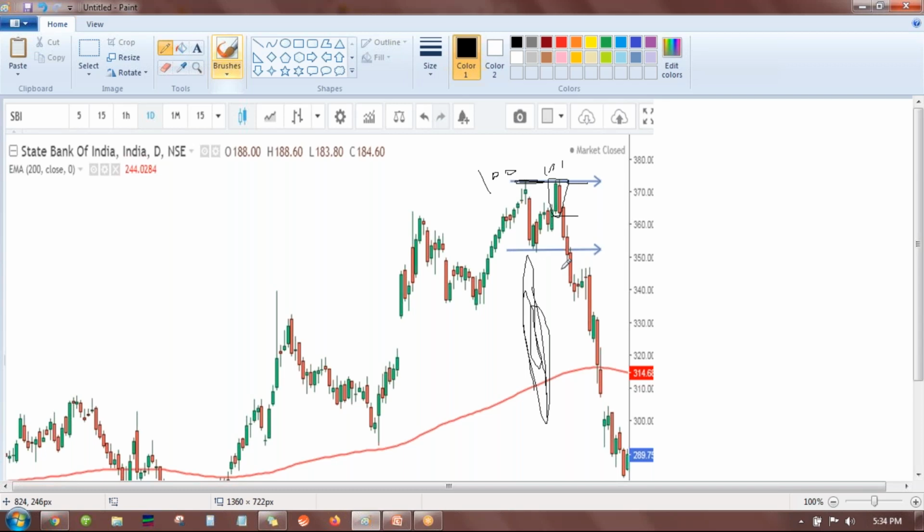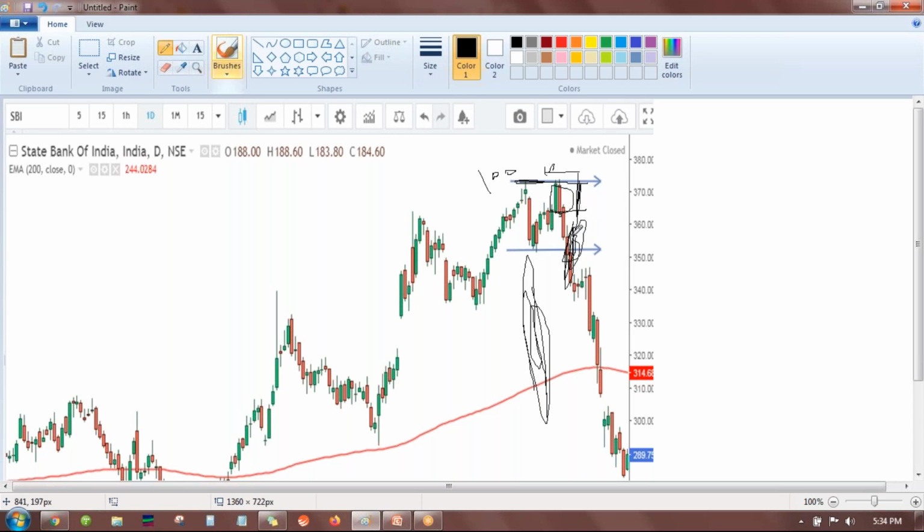Yes, that is the point. Very good, sir. Why I'm not taking this trade is that this is a very big candle. If I take entry from here, I will get my SL here. Look at the range. This is a very big range. For capturing 1:1, it should at least drop like this much.